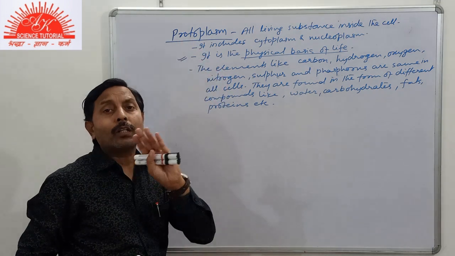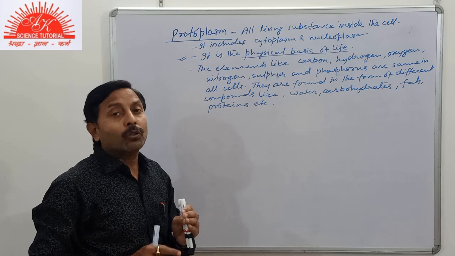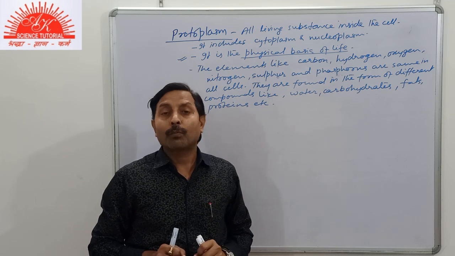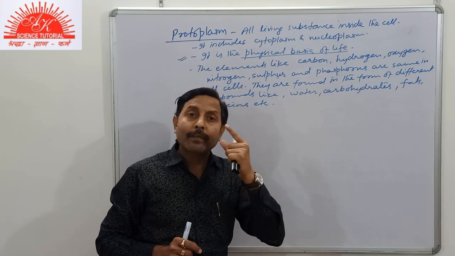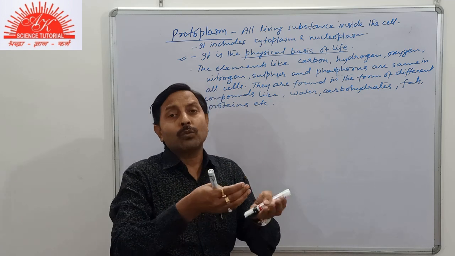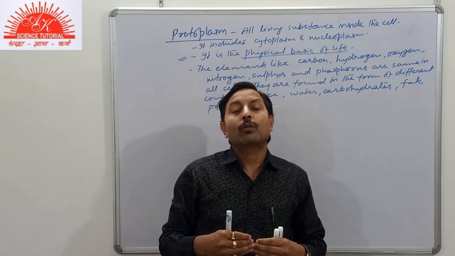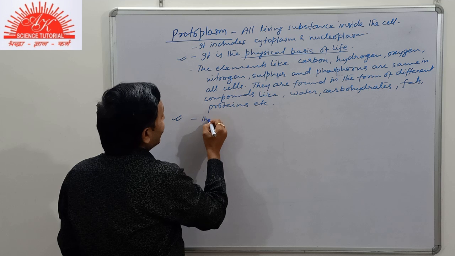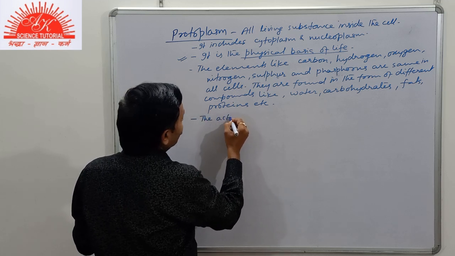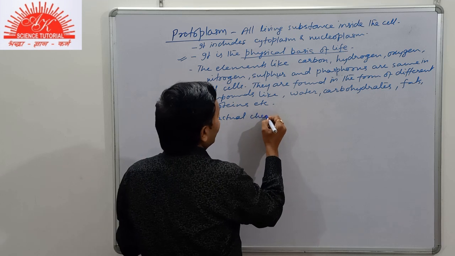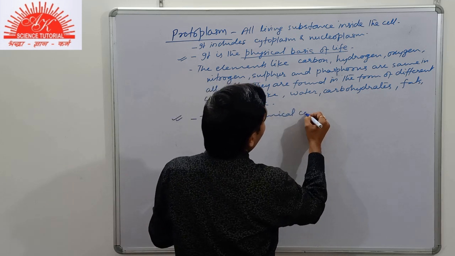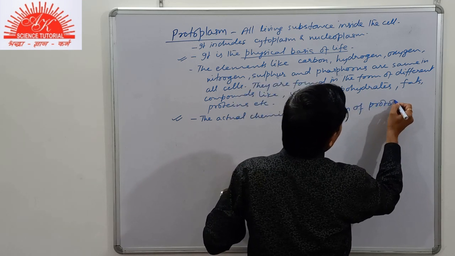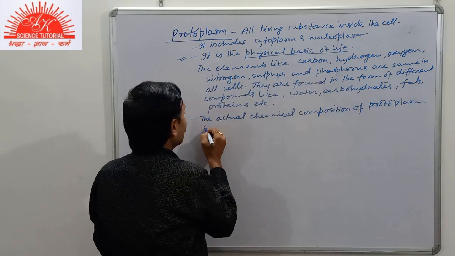Since chemical reactions and metabolic activities are taking place constantly inside the cell, the composition of protoplasm is not fixed, not constant. So it is impossible to determine the actual chemical composition of the protoplasm, because it keeps on changing, and as soon as it is taken out from the cell, it will become dead. So the actual or exact chemical composition of protoplasm cannot be determined.